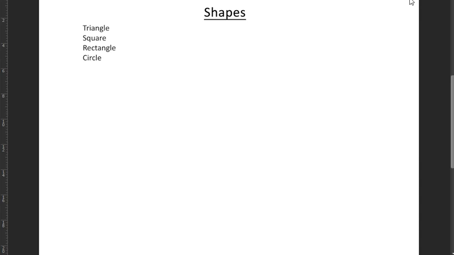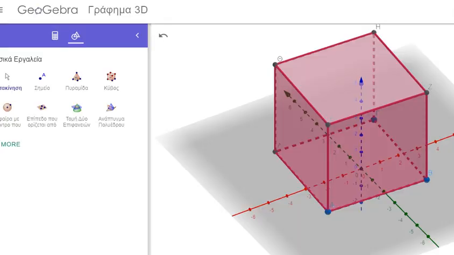Hello everyone. In this video we will be talking about shapes. Specifically we will be discussing the shapes triangle, square, rectangle, and circle. But before we do, I would like to describe some basic things that will help you to understand some of the words that I'm going to use in this video.